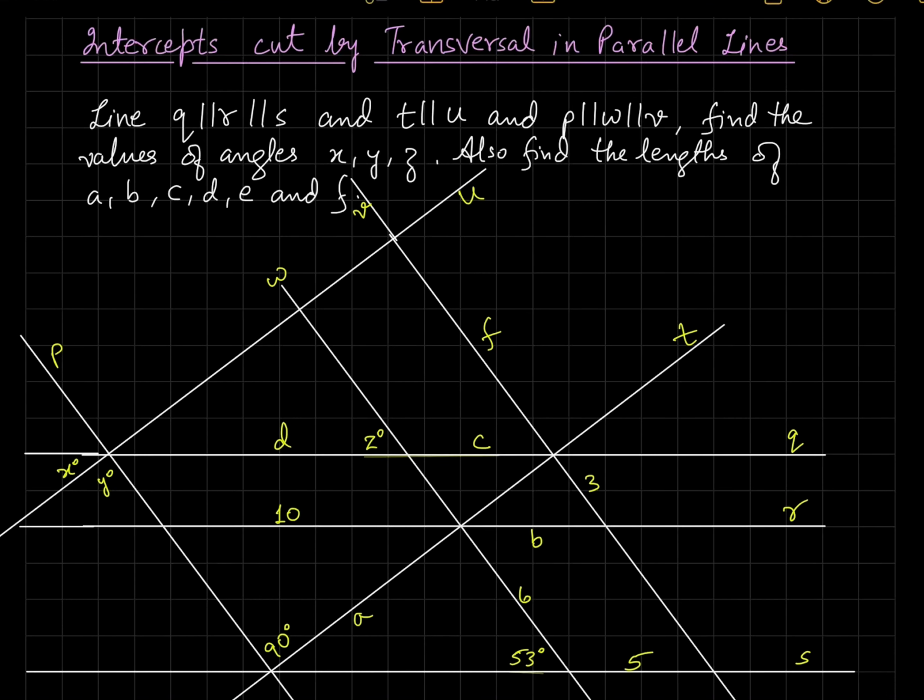Hi, let's learn a question based on intercepts cut by transversal and parallel lines. Here we have been given a diagram where line Q is parallel to line R and R is parallel to S. So these are the three lines which are parallel to each other. Then T is also parallel to U. Then we have been given P is parallel to W is parallel to V. Right, so we have identified that.